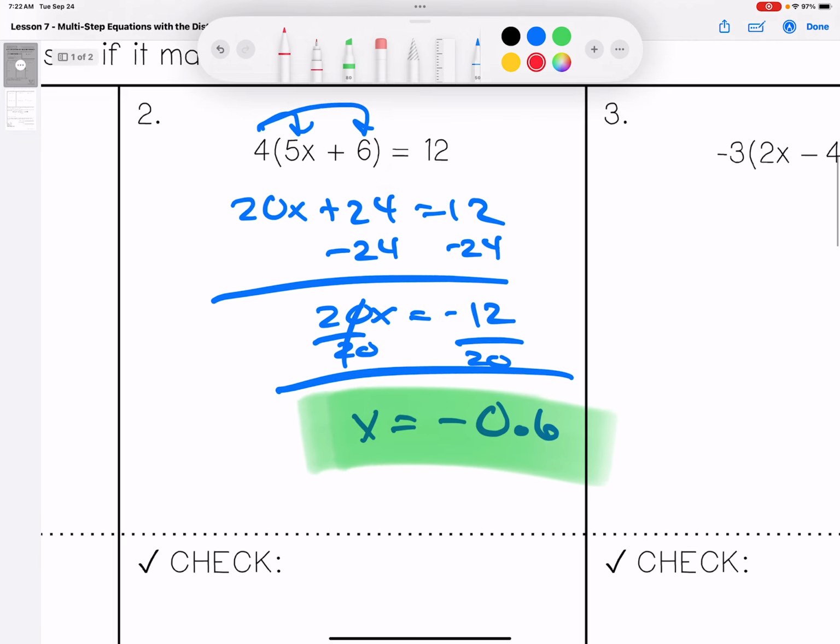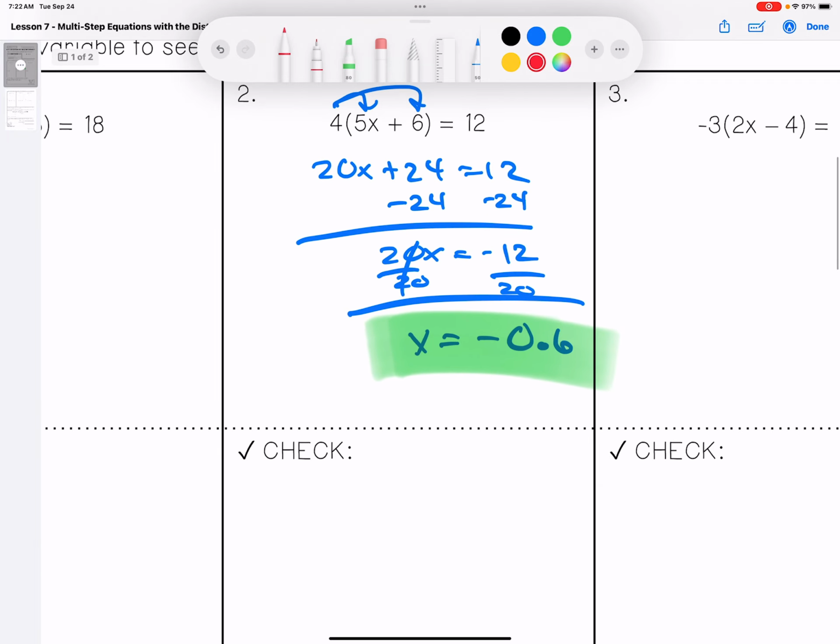All right, now you're going to come down here and you're going to write your problem. And wherever x is, you're just going to substitute it for what x is. So 4, parentheses, 5, and where x is, you're going to put x. That is 5 times x. So make sure you do a times there, negative 0.6, plus 6. Enter that into your calculator.